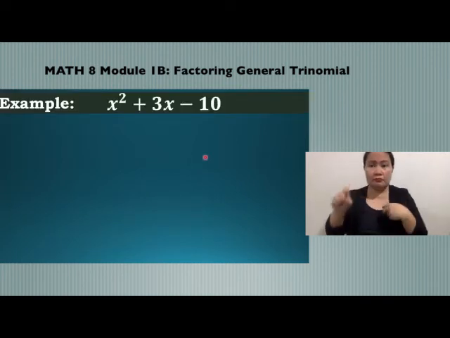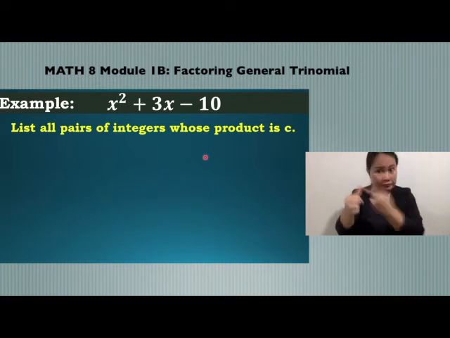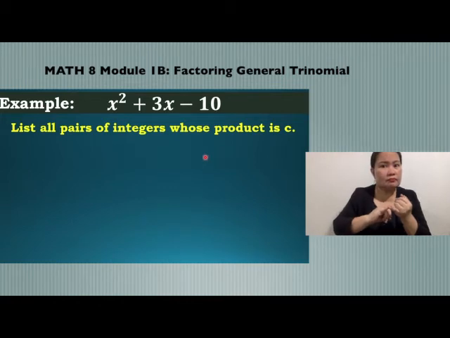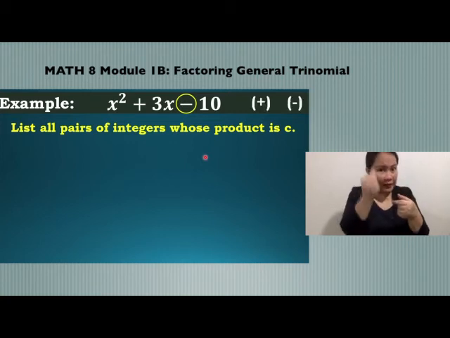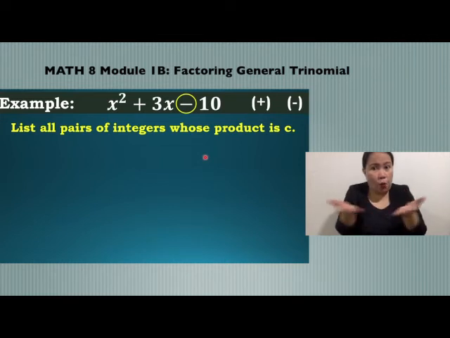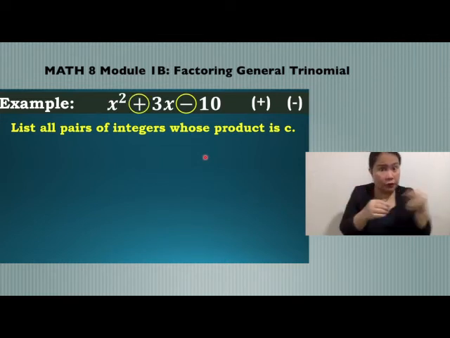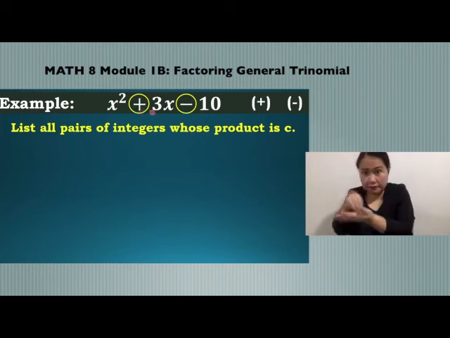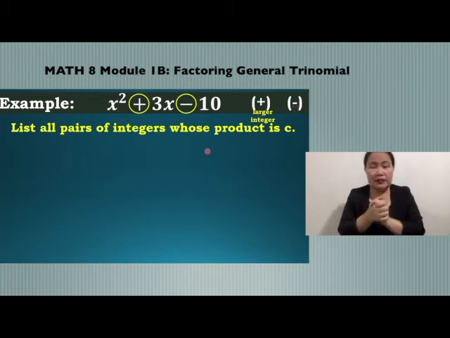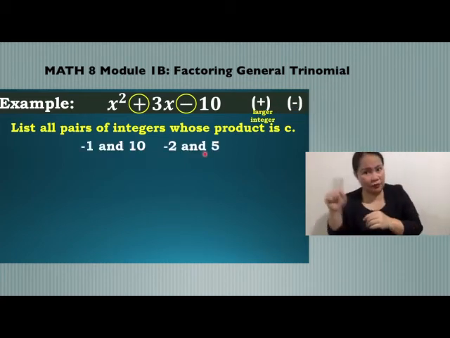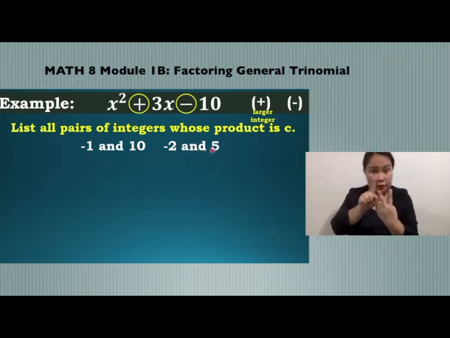Next, I have x squared plus 3x minus 10. So, first step, same procedure. You have to list all the pairs of integers whose product is C. Okay? So, ano nga ulit ang mga signs? Since negative ito, dapat isang positive, isang negative ang pairs of integers natin. Now, saan natin i-assign yung positive at negative? Dito ka titingin. Dapat, yung positive mo ay yung larger integer. So, yung smaller integer, yun yung negative. Alright? So, we have negative 1 and 10, negative 2 and 5. So, kung mapapansin nyo, yung larger integer natin, yun yung positive.